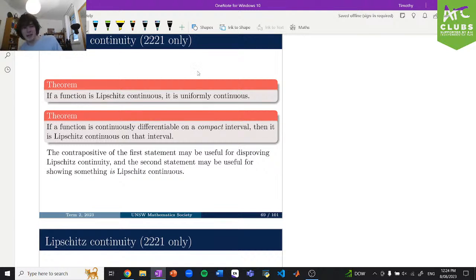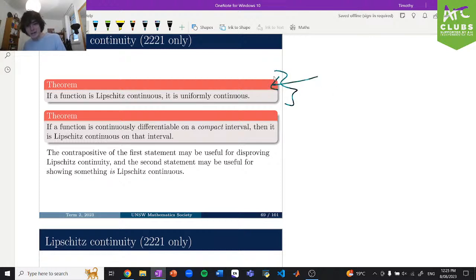So we have these two theorems. One says if a function is Lipschitz continuous, it is also uniformly continuous. The other says if a function is continuously differentiable on a compact interval, then it is Lipschitz continuous on that interval. The reason these are so useful is that most questions about Lipschitz continuity are one of two things: either prove or disprove that it is Lipschitz continuous, or find what the actual constant is equal to.